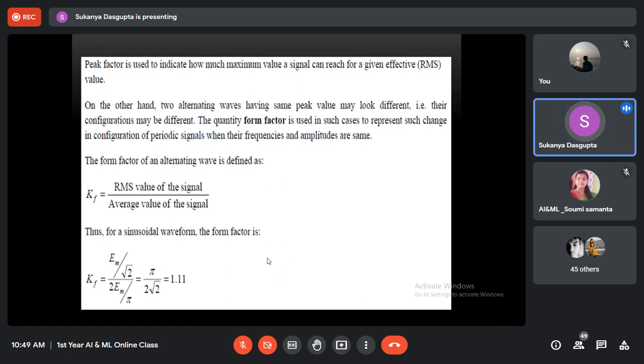That means the numerator is 0.707 times Em, the denominator is 0.637 of Em. Em will be cancelled out. So calculate 0.707 by 0.637. It is simply equal to 1.11. So the form factor of a sinusoidal waveform is equal to 1.11.